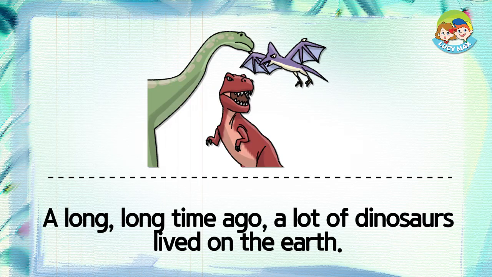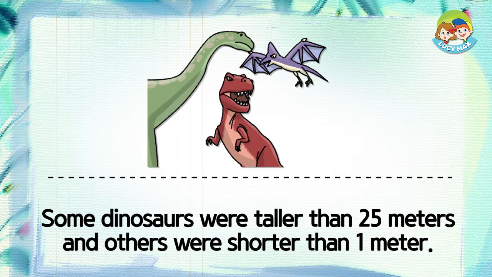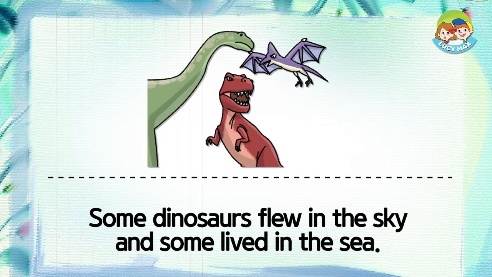A long, long time ago, a lot of dinosaurs lived on the Earth. Some dinosaurs ate grass or leaves, while others ate animals or other dinosaurs. Some dinosaurs were taller than 25 meters, and others were shorter than 1 meter. Some dinosaurs flew in the sky, and some lived in the sea.